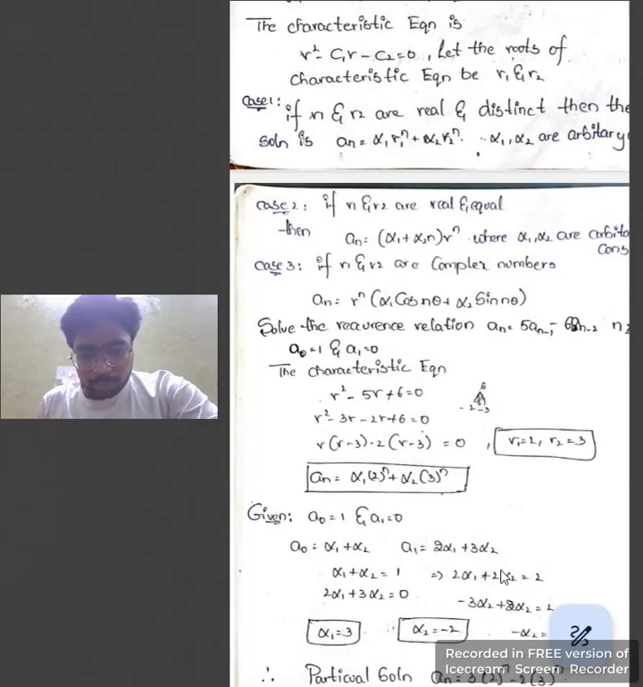By solving these equations with the eliminate and substitute method we can get alpha 1 equal to 3 and alpha 2 equal to minus 2. These are the arbitrary constants. We know the particular solution formula by using alpha 1 and alpha 2: an equal to 3 into 2 power n minus 2 into 3 power n.